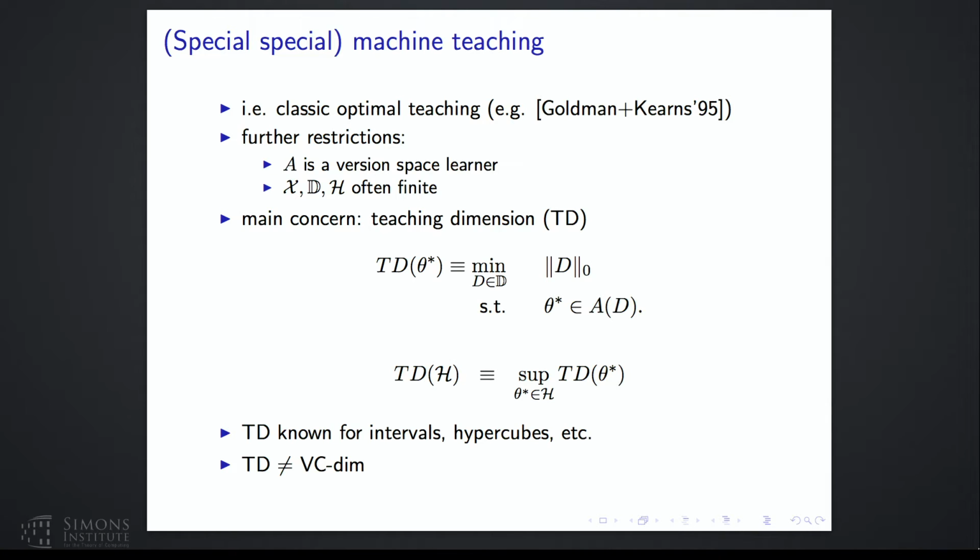Okay, so special. This is an even more special case where I should say this is the great work by Goldman and Kearns in '95, where they defined the notion of teaching dimension and so on. But I should point out that the restriction there is stronger in that A is the version space learner. And usually all the quantities are finite, so it's easier to study. But the main concern there is really to say how large is the training set that you must have.